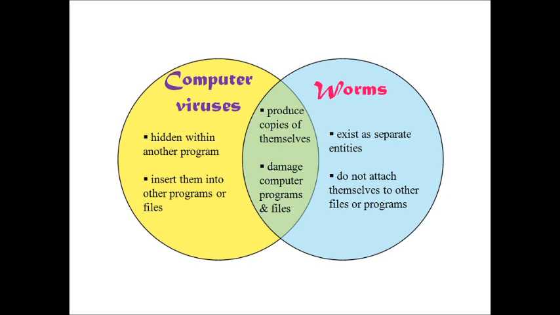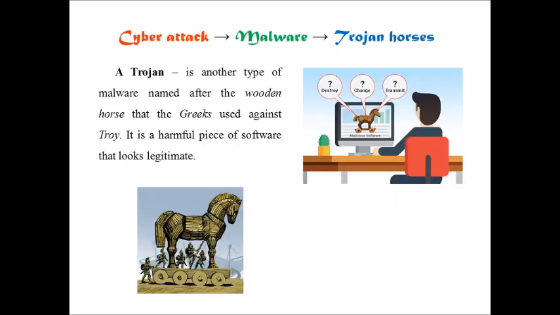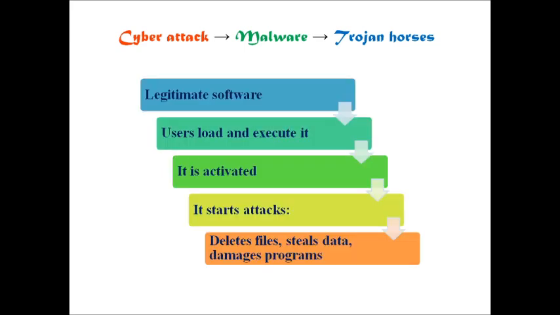The differences between worms and computer viruses are the following. Worms exist as separate entities, while computer viruses are hidden within another program. Compared to computer viruses, worms do not attach themselves to other files or programs. A Trojan is another type of malware, named after the wooden horse that the Greeks used against Troy. It is a harmful piece of software. A Trojan horse looks like legitimate software. Without knowing it, users load and execute it. After the Trojan horse is activated, it starts attacks, including deleting files, stealing data, and damaging programs.